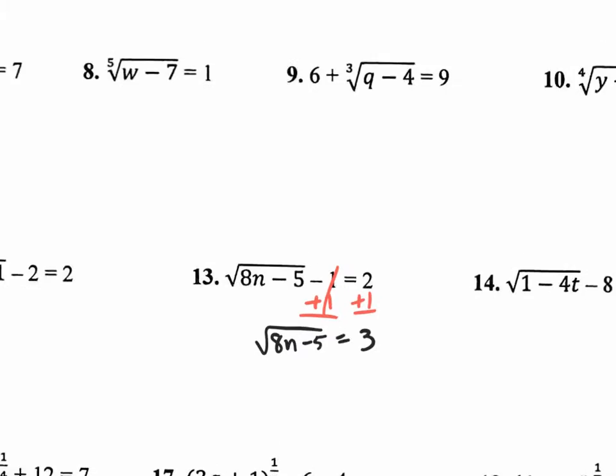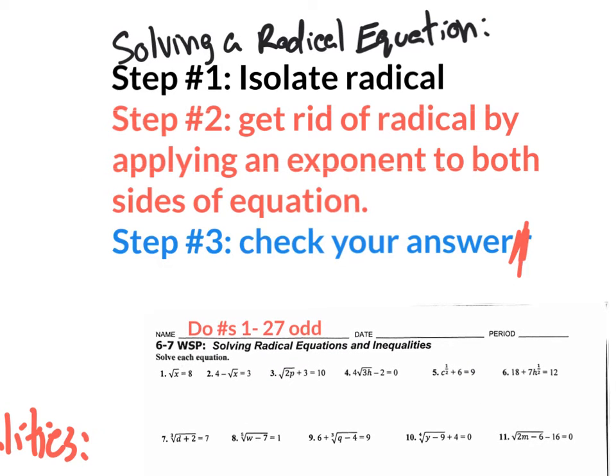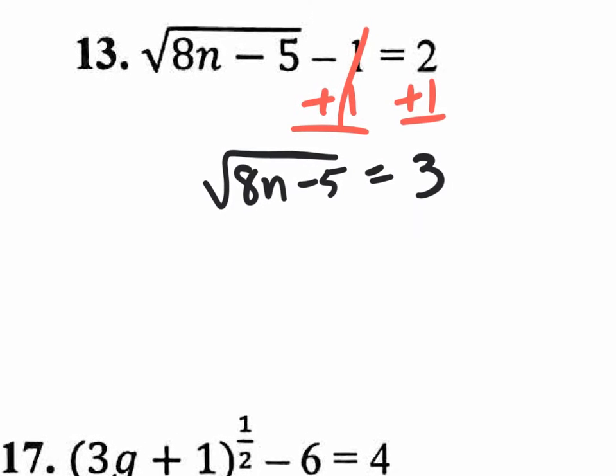If you take a look at step 2, it says get rid of the radical by applying an exponent to both sides. Now, because this is a square root, we're going to get rid of the square root by applying the power of 2. Does that make sense? If I had a third root right here, I'd be applying the power of 3 on both sides. If I had a fourth root, I'd do the power of 4. Because it's a square root, I want to be applying the power of 2, and what I do to one side, I do to the other. That'll get rid of the square root.